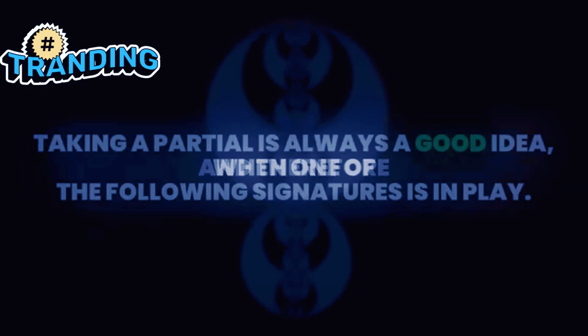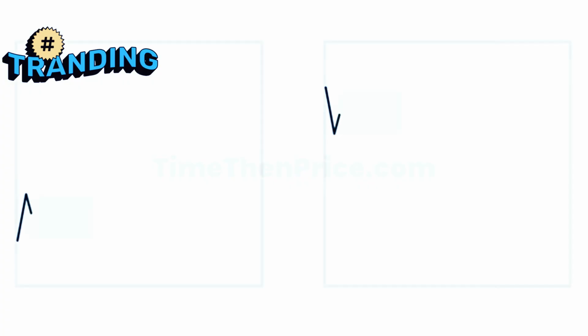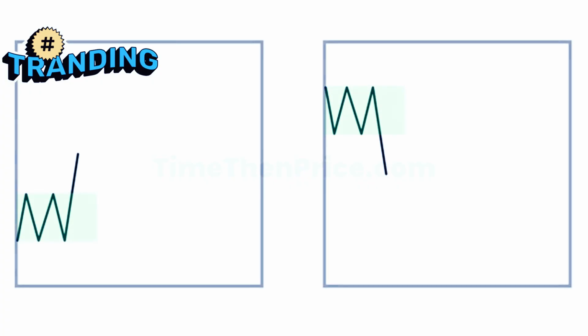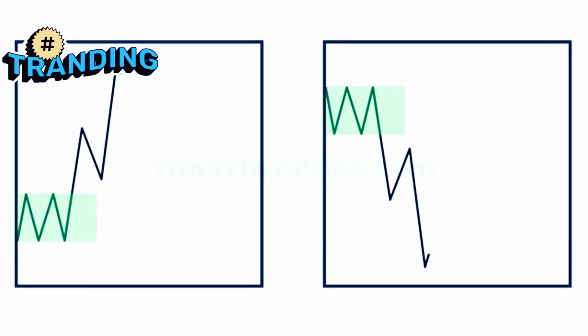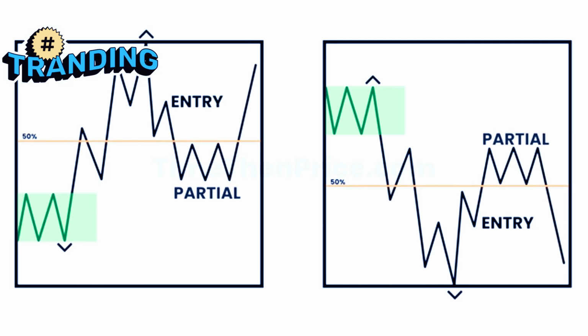And therefore, taking a partial is always a good idea when one of the following signatures is in play. First of all, when the market is failing to displace true equilibrium of the range from the original consolidation, its respective low or high, to the smart money reversal, its respective high or low. When you see the market fail to displace true equilibrium of this range, it's a warning sign that the market might want to fall all the way back to your entry.